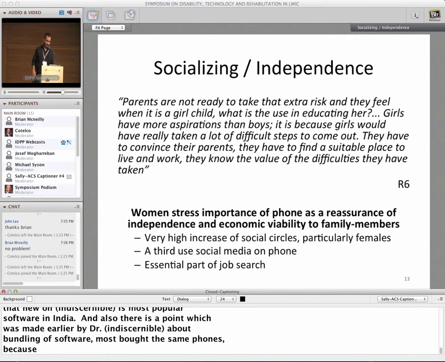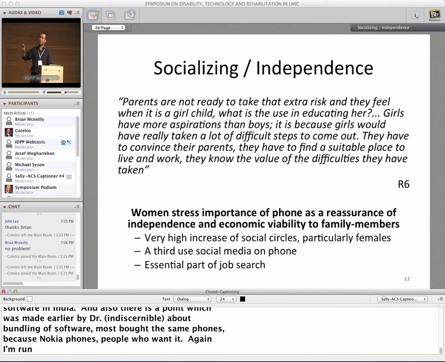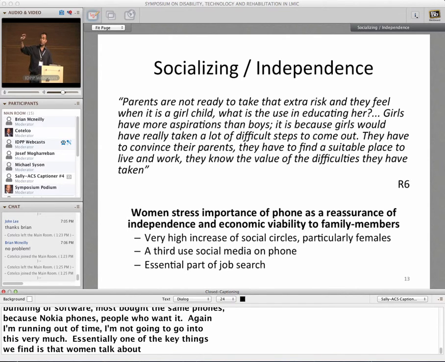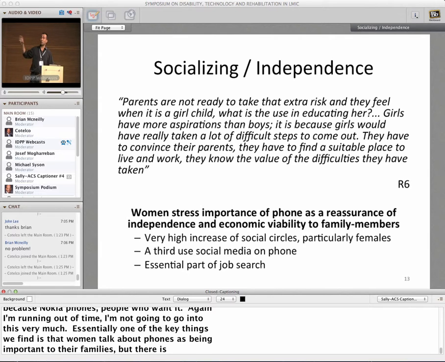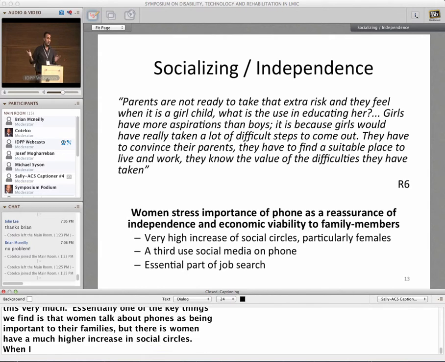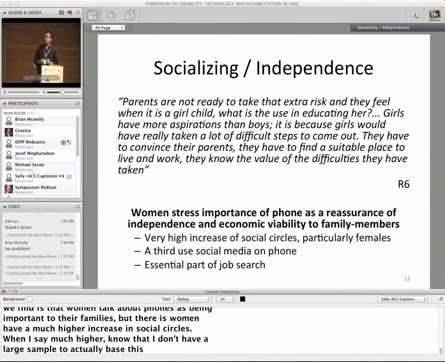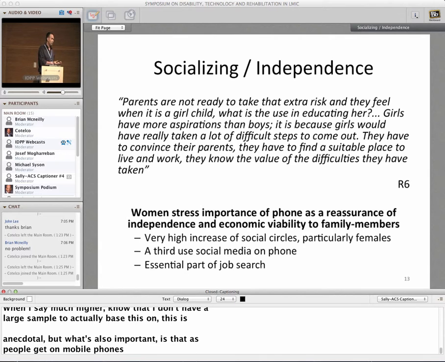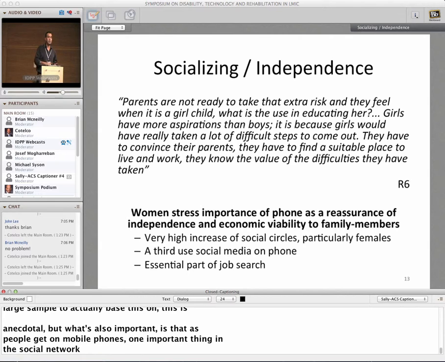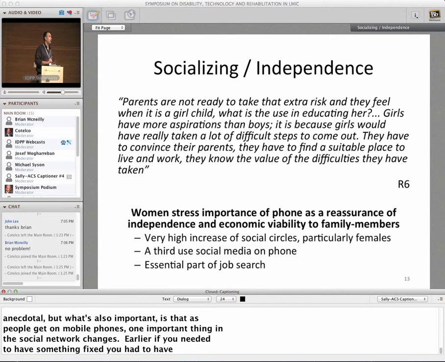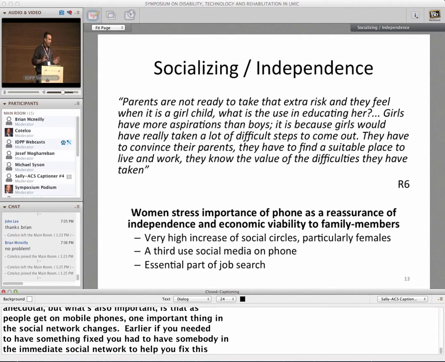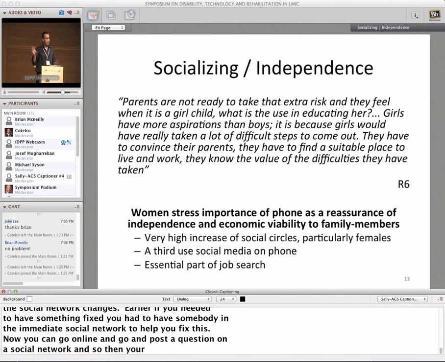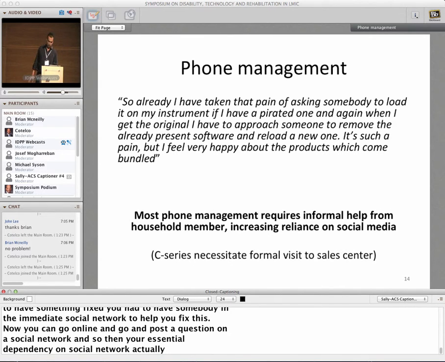Again, I'm running out of time, so I'm not going to go into this very much. Essentially, one of the key things that we find is that women talk about phones as being important to their families, but also women have a much higher increase in social circles. Now, when I say much higher, know that I don't have a large sample to base this on. This is anecdotal. But what's also important is that as people get on mobile phones, one important thing in their social network changes. Earlier, if you needed to have something fixed, you had to have somebody in your immediate social network to help you fix this. Now you can go online and post a question on a social network, and so your sense of dependency on immediate social networks actually declines once you have access to cellular technology.